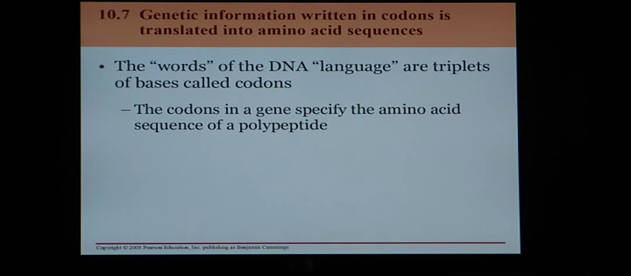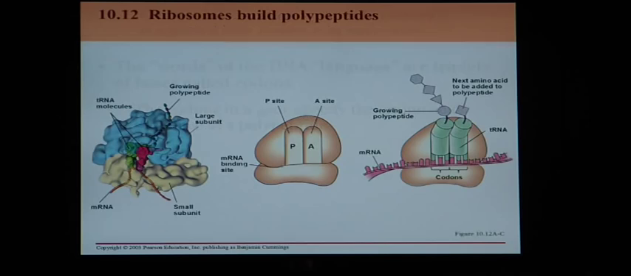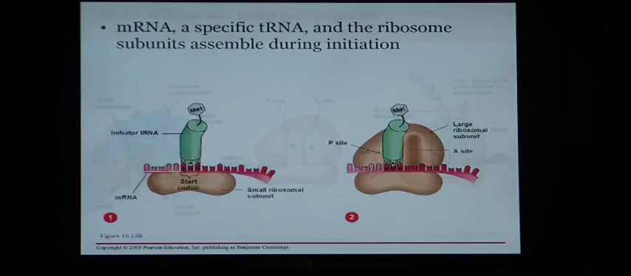And the words or the instructions of that messenger RNA are written in triplets or codons. Okay, and each one of those codons will actually specify specific amino acids that can be used to build a protein. So we're going to take a little bit closer look at that. Okay, so here we go. We're coming out into the cytoplasm. Here is our messenger RNA.